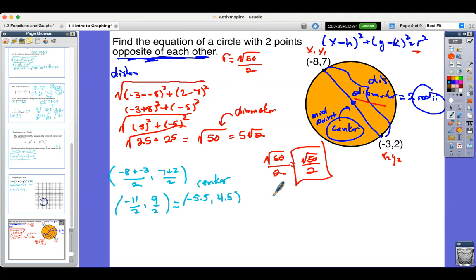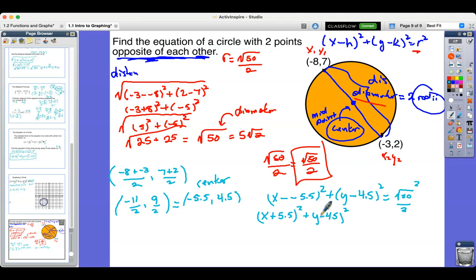Let's plug it in. So we got x minus a -5.5 quantity squared plus y, no, not plus, minus 4.5 quantity squared equals our radius, radical 50 over 2 squared. Let's clean this up, y'all. All right, so then we got x plus 5.5 quantity squared plus y minus 4.5 quantity squared. So we're good on this side.